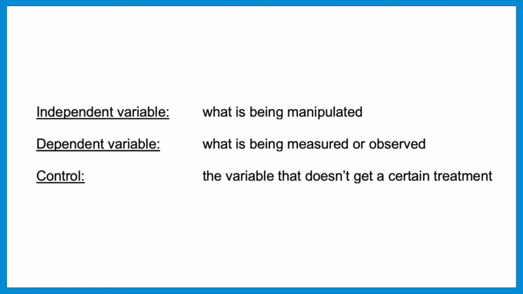Many ACT science questions want you to define the components of an experiment, so it's very helpful to be familiar with these terms. The independent variable, which is what is being manipulated, or what the scientists control. The dependent variable, which is what's being measured or observed. Think of the name dependent, it depends on the other variable. And then there's the control, which is the variable that doesn't get a certain treatment.